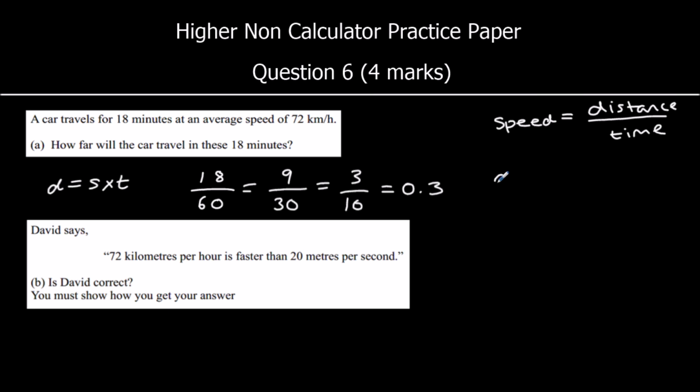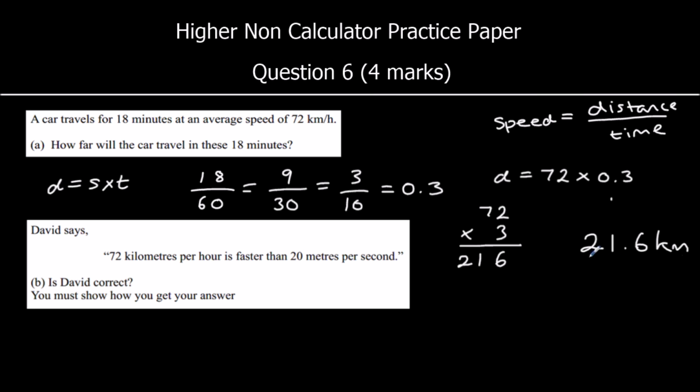So the distance is 72 times 0.3. To times by 0.3, I'm just going to times by 3 and then add the decimal point back in afterwards. So 72 times 3, 3 2s are 6, 3 7s are 21. So it's 216, but I'm going to add the decimal point back in. One number after the decimal point in the question means I need one number after the decimal point in the answer. So 21.6 kilometers.